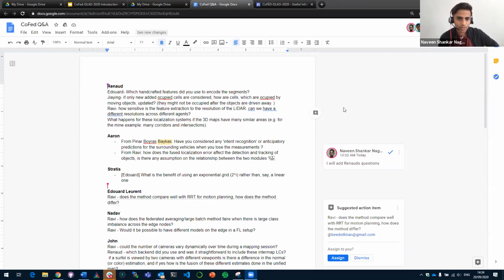The first question is for Renaud from Edward. Which handcrafted features did you use to encode the segments? Yes, we used an ensemble of shape features and also eigenvalue-based features. Can you describe a little bit the ensemble of shape features? I don't remember the dimension, but if I recall correctly, it's something like 10 histograms of different statistics. For example, you pick 3 points in the point cloud and look at the angle, or you pick 2 points at random and look at the distance. It's a composition of such geometric features. I see. Thank you. And it was quite a bit more expensive than the eigenvalue-based ones. In the end, we ended up using only the eigenvalue-based ones when we used SegMatch afterwards.